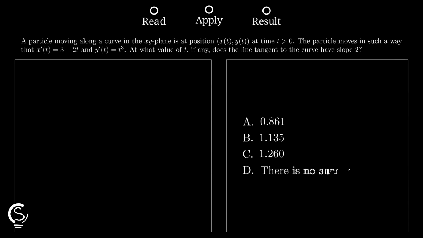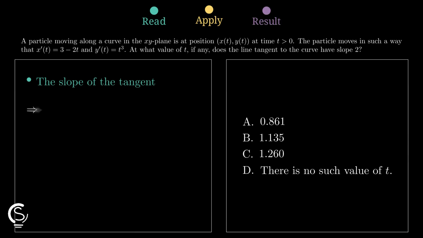First, we need to remember that the slope of a tangent line in parametric form is simply the derivative of y with respect to x, which is dy over dx. Since we are given the individual rates of change for x and y, we just divide t cubed by the quantity 3 minus 2t to find our slope expression.